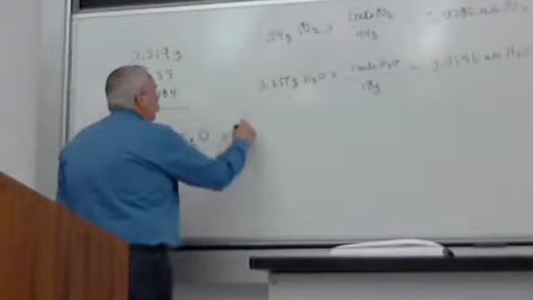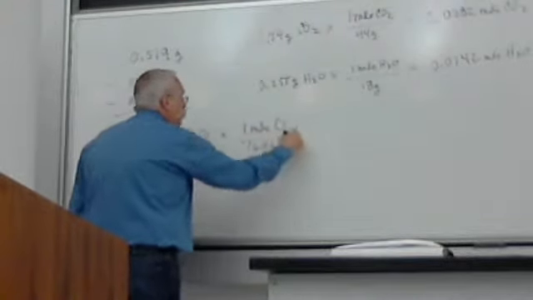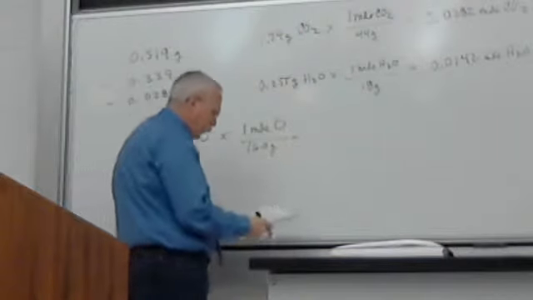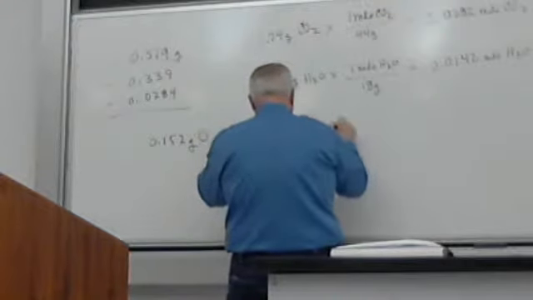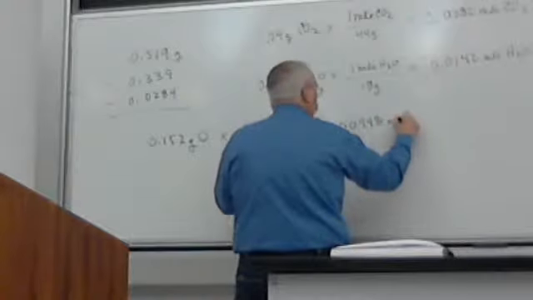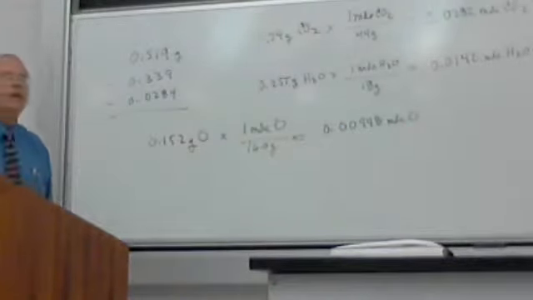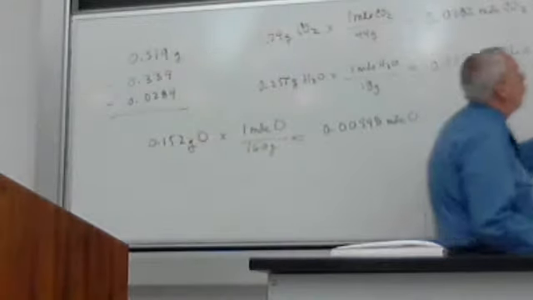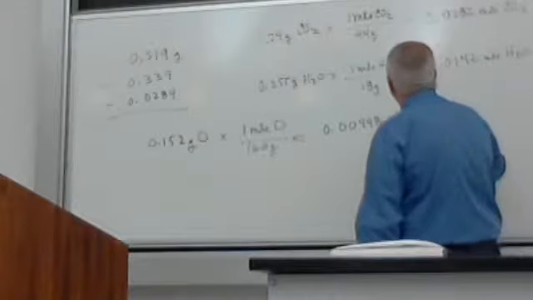And if I change that into moles, 1 mole of oxygen is 16 grams. I get, I think, this number of moles of oxygen. And now if I have moles of oxygen, moles of hydrogen, and moles of carbon, I can take the ratio of those by dividing everyone by the smallest. So it looks like the oxygen is the smallest.